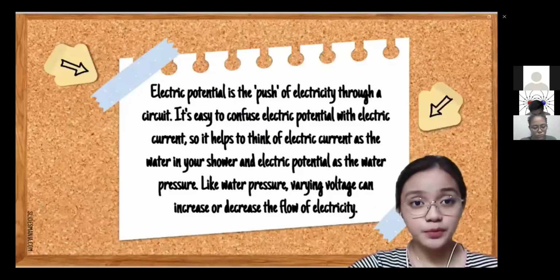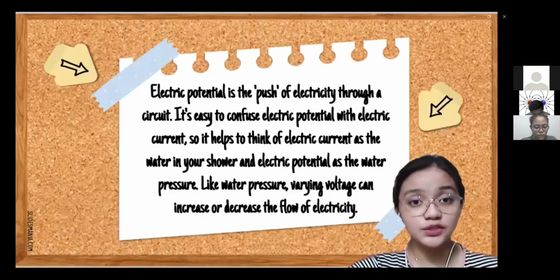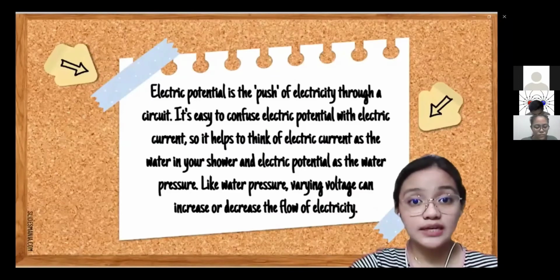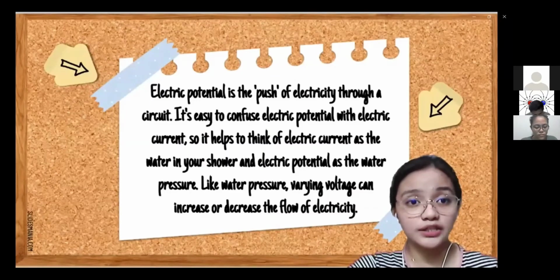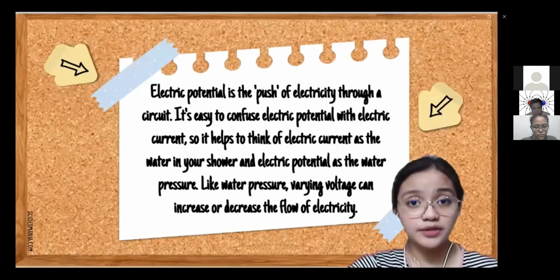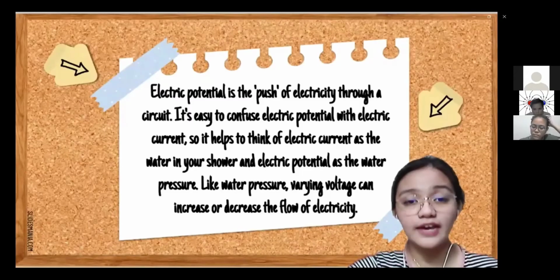Electric potential is the push of electricity through a circuit. It's easy to confuse electric potential with electric current, so it helps to think of electric current as the water in your shower and electric potential as the water pressure. So like water pressure, varying voltage can increase or decrease the flow of electricity.